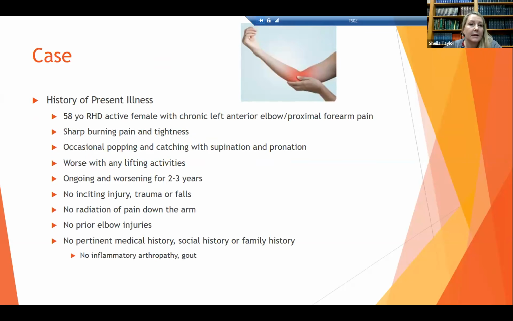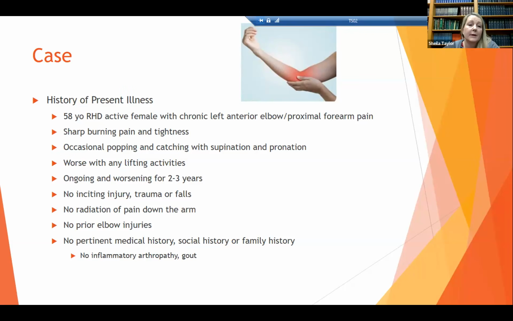I had a 58-year-old right-hand dominant active female with chronic left anterior elbow pain and proximal forearm pain. She described the pain as sharp and burning, as well as with some tightness, mostly with flexion, extension, supination, and pronation, but pretty much any of her normal activities. She noted occasional popping and catching with supination and pronation. Her pain was worse with any lifting activities. In the morning, her pain was not very significant, but it worsened throughout the day, just doing her activities of daily living.